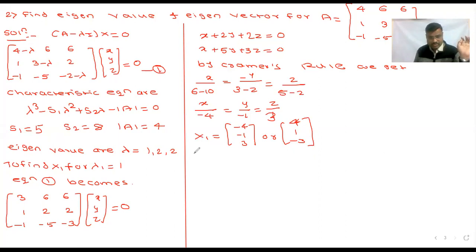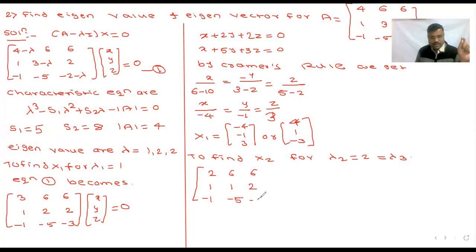Now to find x2 for lambda2 equal to 2, equal to lambda3. So what equation do we get when we put lambda equal to 2? We got the matrix: [4 minus 2, 6, 6; 1, 3 minus 2, 2; -1, -5, -2 minus 2] times [x, y, z] equals 0.